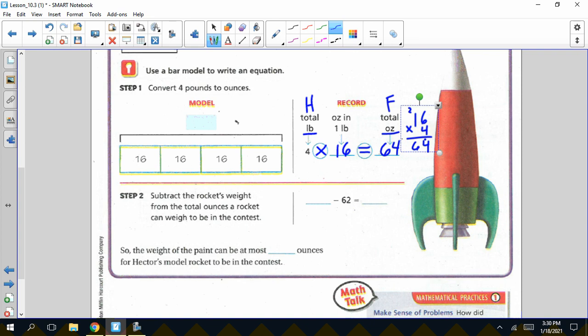So the rocket cannot weigh more than 64 ounces. It currently weighs 62 ounces. So we're going to take the 64 ounces and subtract 62 ounces from it, what it currently weighs, and we get 2 ounces. So when he paints his rocket, he cannot use more than 2 ounces. 2 ounces is the most paint that he can use and still qualify for the rocket contest.